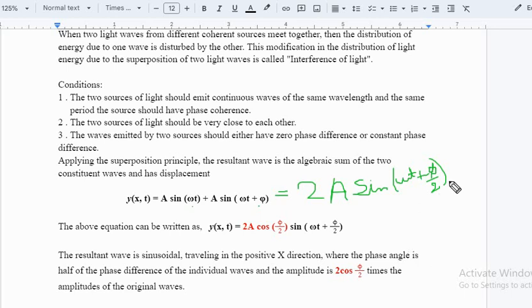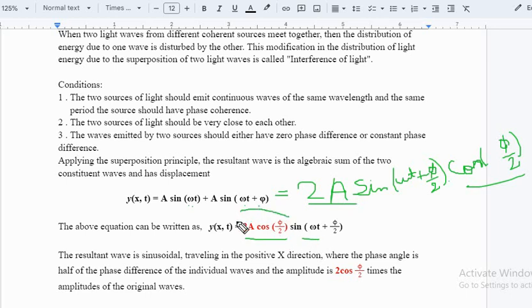Multiplied with cos of C minus D by 2. So C minus D: omega t and omega t will vanish out. This will be minus phi by 2. We know cos of minus phi by 2 is equal to cos of plus phi by 2. So there is no difference between cos of plus or minus theta. Now you have this expression here. Just rewriting this one, 2A into the cos term, times sin omega t plus phi by 2.